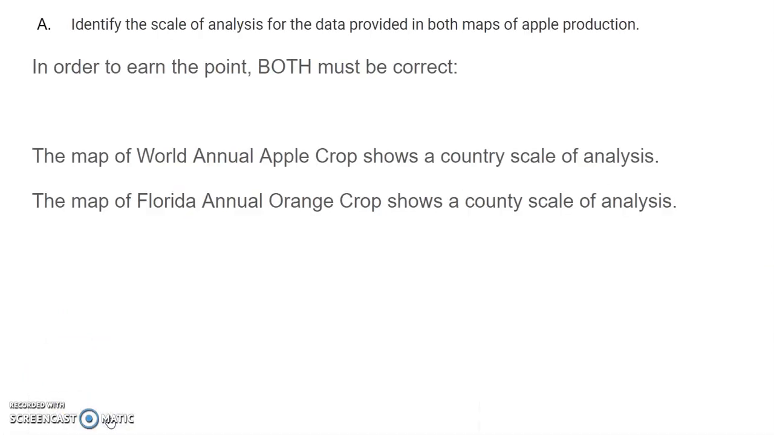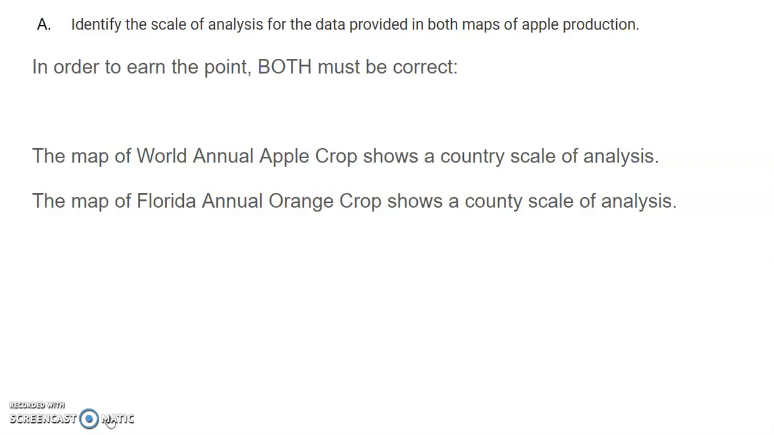A says, identify the scale of analysis for the data provided in both maps of apple production. So this is the scale at which we are questioning. In order to get any credit here, they have to have both of these correct. So again, they must have both of them correct. For the map about the world annual apple crop, the scale of analysis, meaning the scale at which you are questioning and comparing, is a country scale. They could have national there as well, but it's country or national.